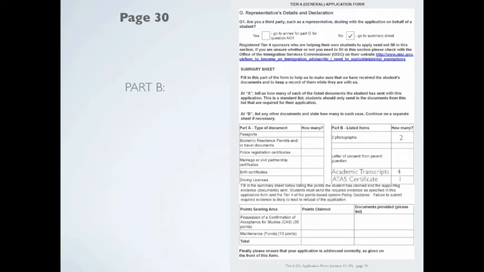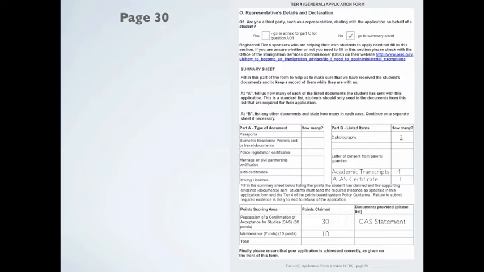Points scoring area. You must claim your points, as you need 40 points to get a Tier 4 student visa. For possession of a CAS, write 30 in the points claimed box. If you are enclosing a copy of the CAS statement, write that in the documents provided box. Otherwise, leave it blank. Please note that you do not have to include the CAS statement.